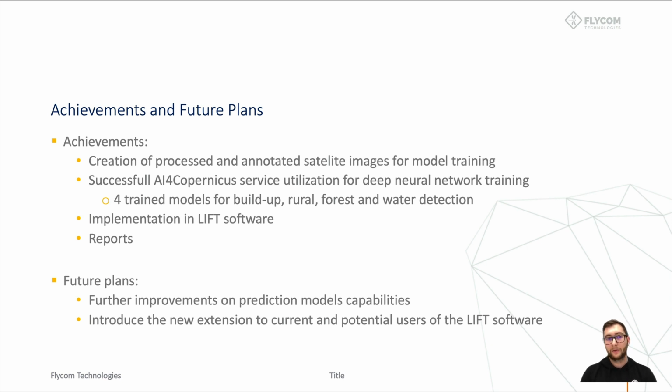And to continue with our achievements and future plans, our achievements are very successful. So we created processed and annotated satellite images for model training, which is crucial for this task. Then successful AI4Copernicus service utilization for deep neural network training. Here we obtained 4 models for built-up, rural, forest and water detection, and we implemented this in our software. And we also created reports, this video pitch, and a publishable summary, with which we can present our results and our project to relevant stakeholders.